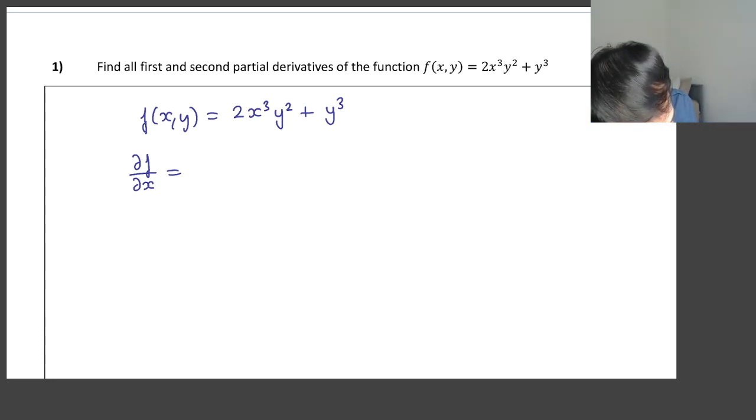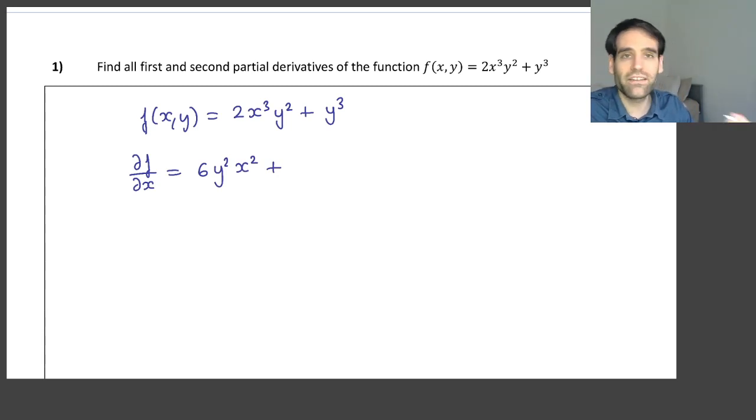So it would be 2y squared times the derivative of x cubed, which is 3x squared. So it will be 3 times 2, 6 y squared x squared. Okay, and then plus the partial of y cubed with respect to x. So if y is a constant, the partial derivative with respect to x is 0. So plus 0. Okay, so you can actually remove that. And this is now a function of x and y, which we call f subscript x.